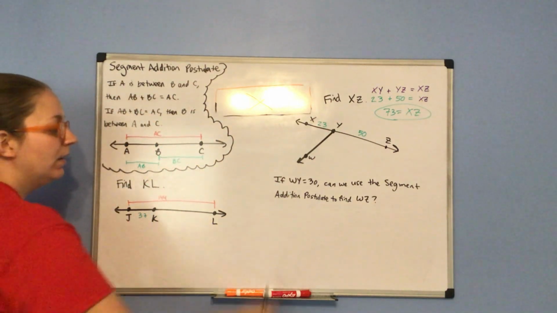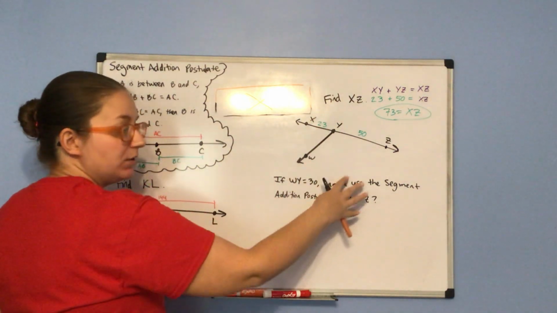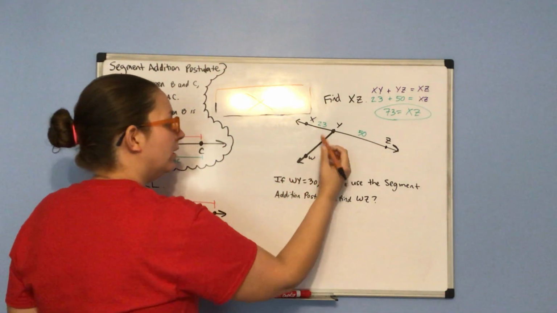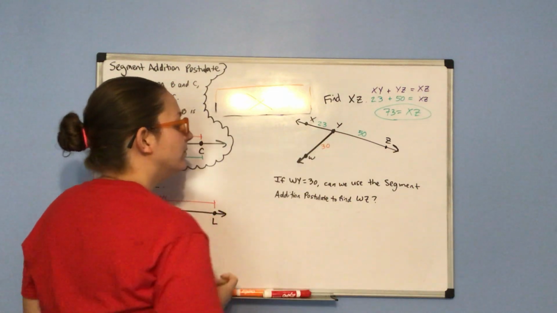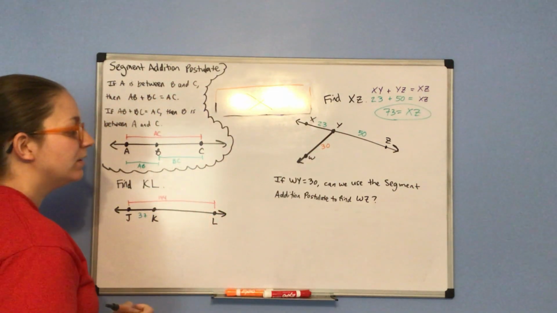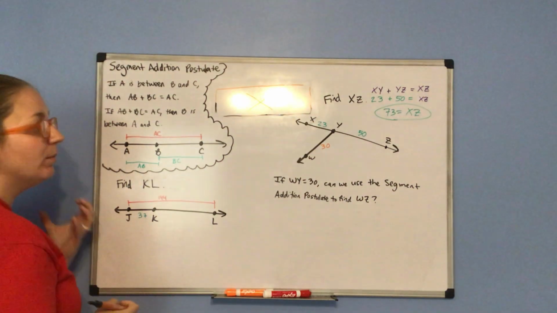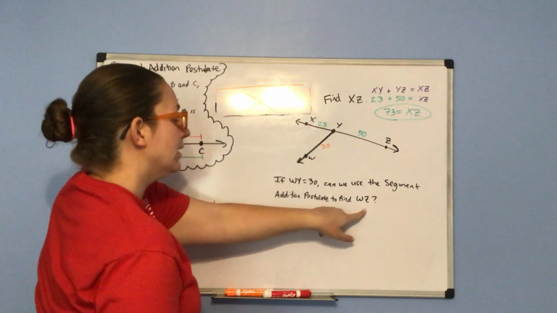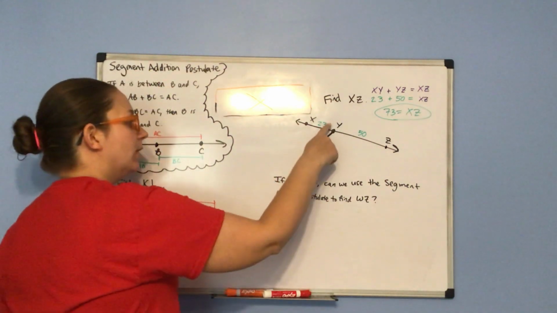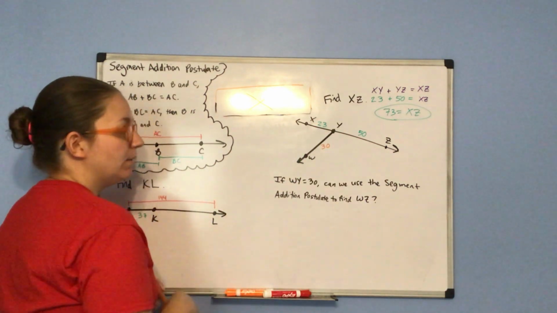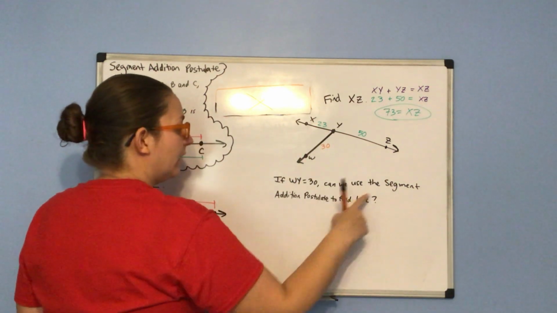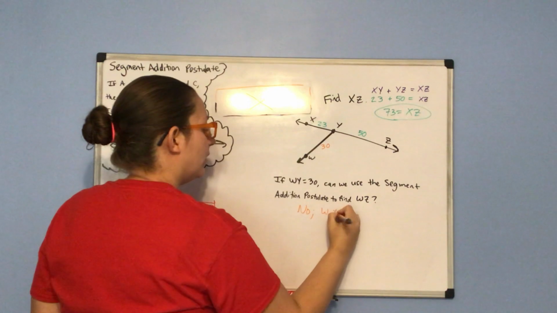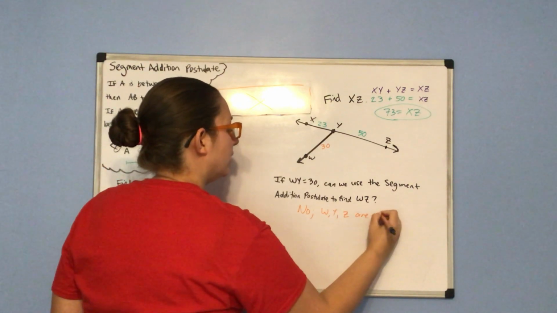Moving along, if WY, so we have a picture here, we're still using the same picture. If WY equals 30, so that means from W to Y is 30, so this length right here. Can we use the segment addition postulate to find WZ? Remember, between only deals with collinear points. Are W, Y, and Z all on the same line? Here's WY, here's Z. Those do not all fall on the same line. So since they are not collinear, we cannot use the segment addition postulate. So no, W, Y, and Z are not collinear.